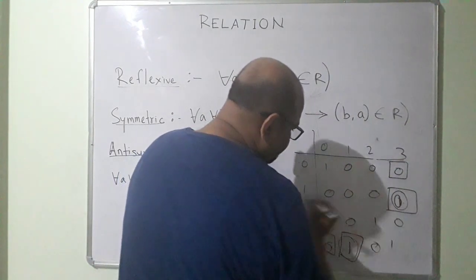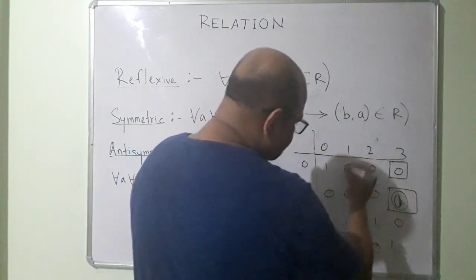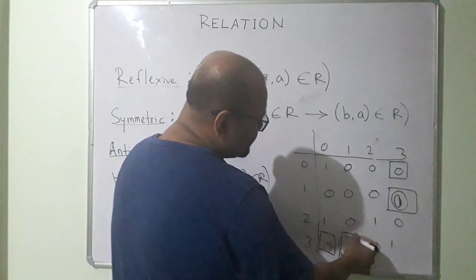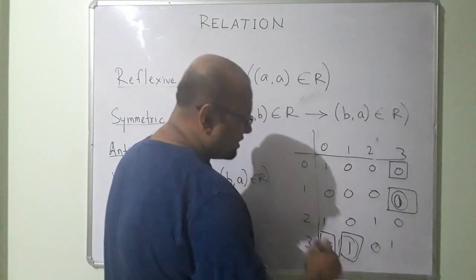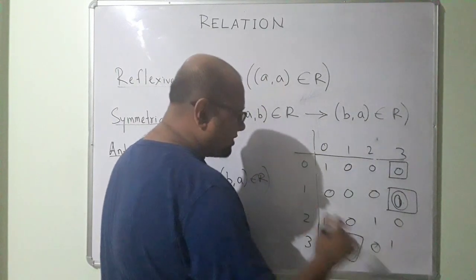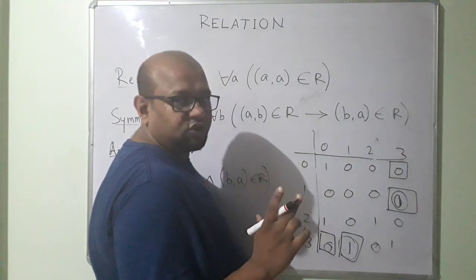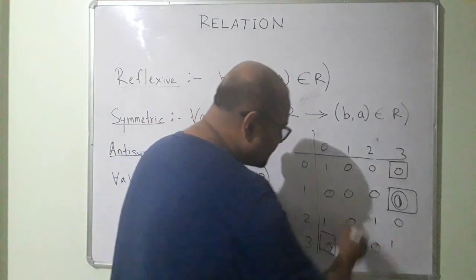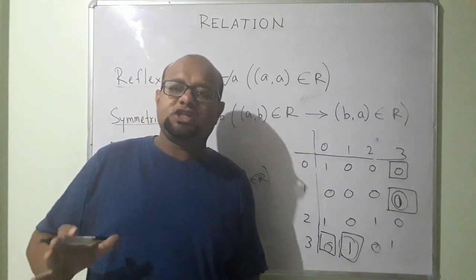This is dependent on this. 1 3 is dependent on 3 1. So it may be possible that 3 1 is there and 1 3 is not there. That is one possibility. Another possibility is 1 3 is there and 3 1 is not there. Second possibility. And the third possibility is that none of them are there. Both 1 3 and 3 1 are not there.